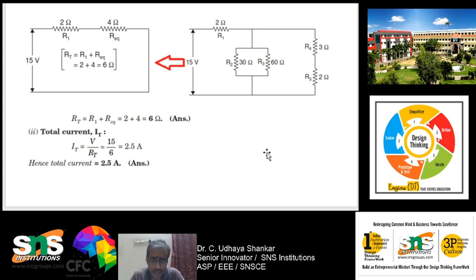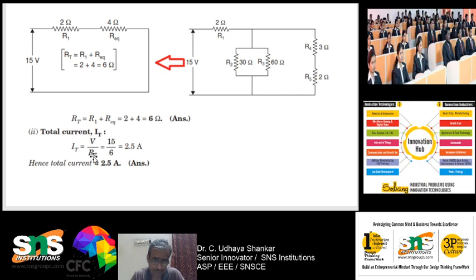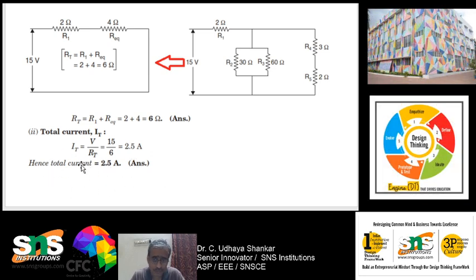Now how to find the total current? Total current will be equal to voltage divided by total resistance, as per Ohm's law. The total resistance is 6 ohms. So total current IT will be equal to V by RT, which is nothing but 15 by 6, which is 2.5 amps. Is it right? So the total current is found as 2.5 amps. Very simple. Hope you understood this.